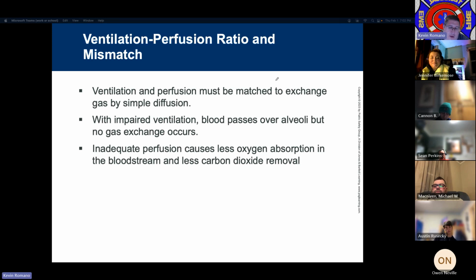If we're retaining carbon dioxide, like patients that have emphysema, what starts to happen? You start seeing an increase in end-tidal CO2, right? So something to think about when you're putting on end-tidal.